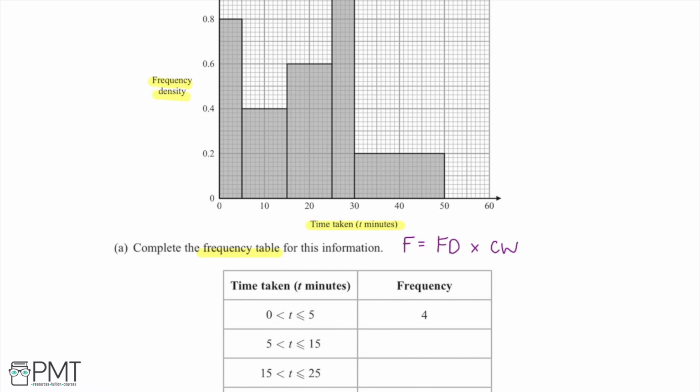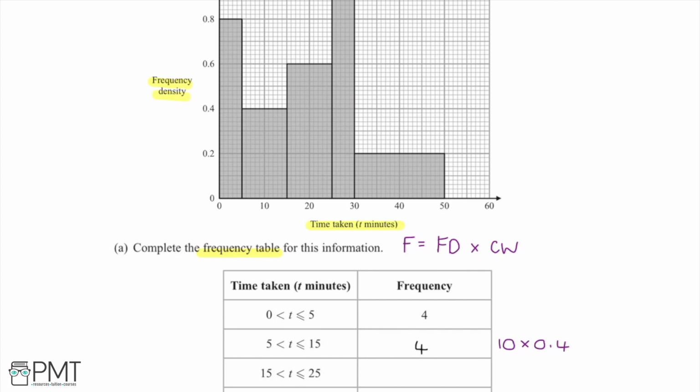If I'm going to use this formula to work out the frequencies for each interval, we can firstly look at this one, 5 to 15. That corresponds to this bar here, and it has a class width of 15 minus 5, so 10, and it's going to have a height or a frequency density of 0.4. So here we're going to have 10 multiplied by 0.4, and that gives us an answer of 4.